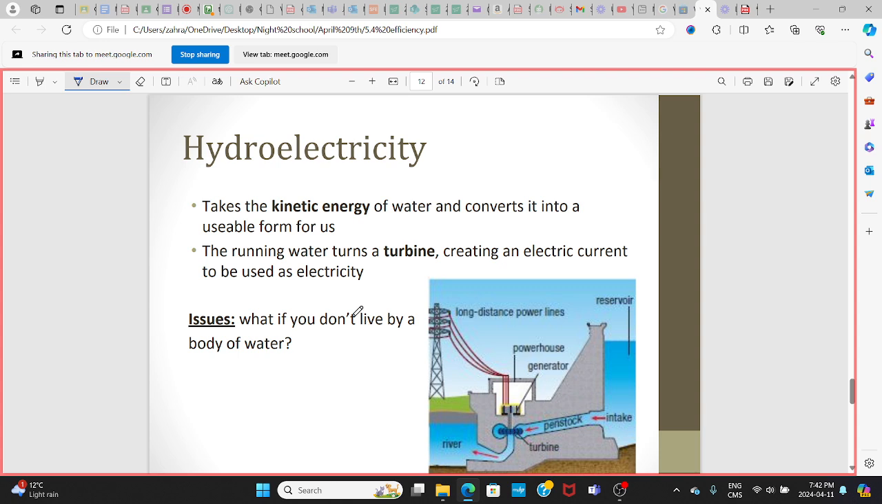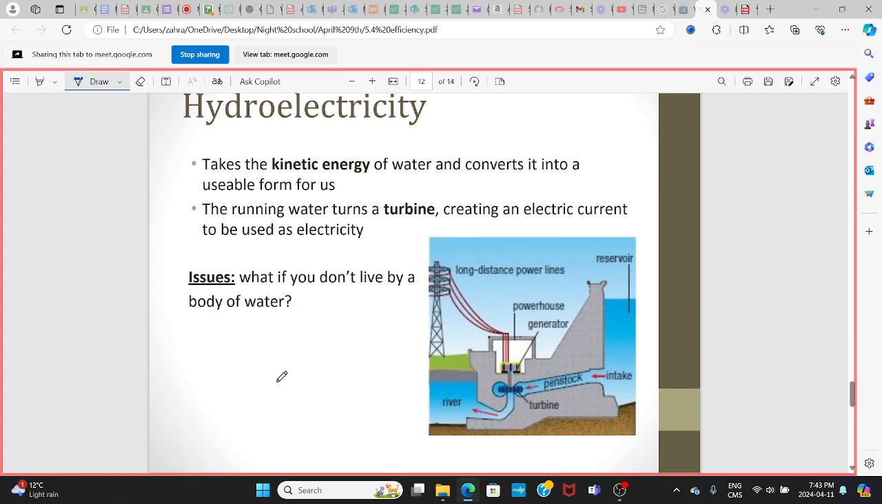Hydroelectricity is another good one. It takes the kinetic energy of water and converts it into a usable form for us. The running water turns the turbine here. So let's say you have a reservoir, you have a dam here. Why do we have a dam? Because when it's raining, you want to store the water behind the dam, right? And then later on you use it to turn some turbine, and this mechanical energy turns into electric current, and then we can use it, right?